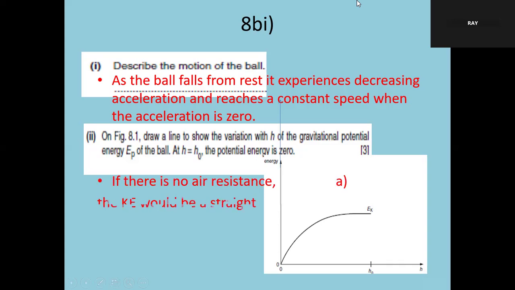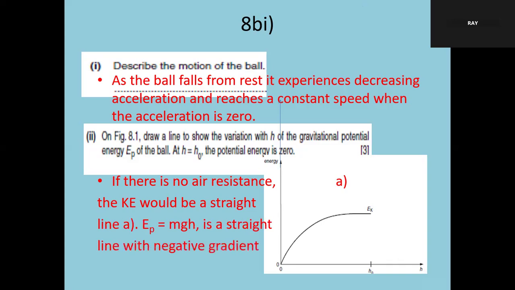If there is no air resistance, kinetic energy will be a straight line, and potential energy will be a straight line. So kinetic energy will go straight up to the top there, and potential energy will be coming down. We draw a horizontal line, and then that will be potential energy.